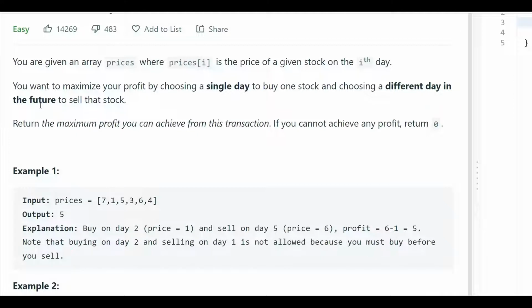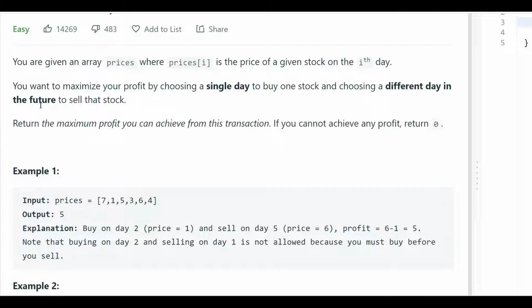Okay, so you want to maximize your profit by choosing a single day to buy one stock and choosing a different day in the future to sell this stock. So this is basically an optimization problem in which we have to maximize the profit by buying the stock on a particular single day and selling it in the future. Here is one constraint we have to keep in mind: we always have to buy the stock before we sell it. We can't sell the stock now and buy it in the future. We have to always buy it before we can sell it. Okay, so this is the one constraint.